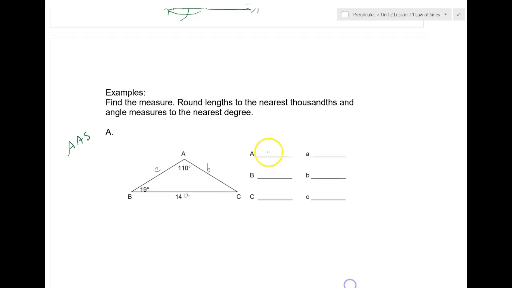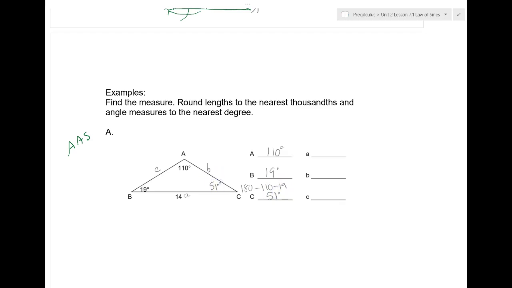Well, A we know is 110 degrees. We also know that angle B is 19 degrees. Now guys, how can I, without having to calculate anything, find the measure of angle C? That's right, we're going to use the fact that the angles of a triangle add up to 180, and we're just going to go 180 minus 110 minus 19, so that's 180 minus 129, so it should be 51 degrees. So I know this angle is 51 degrees.